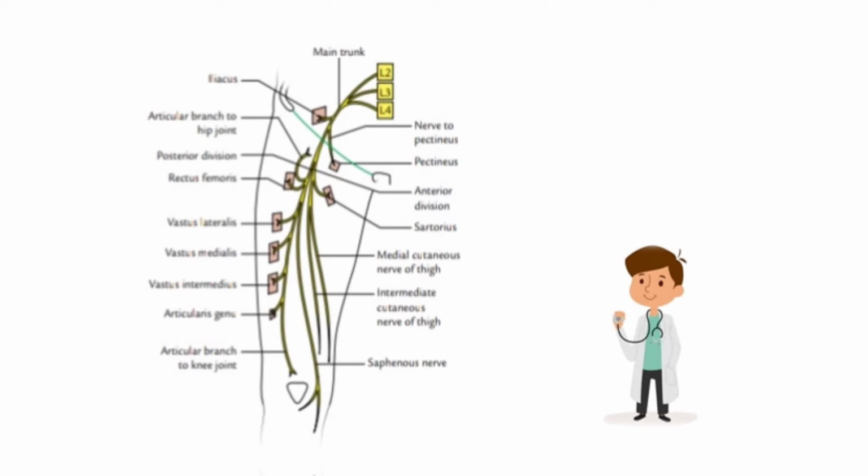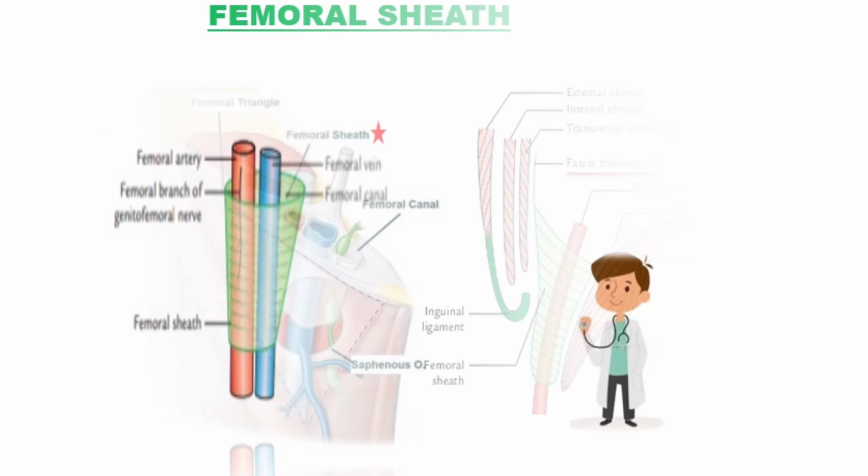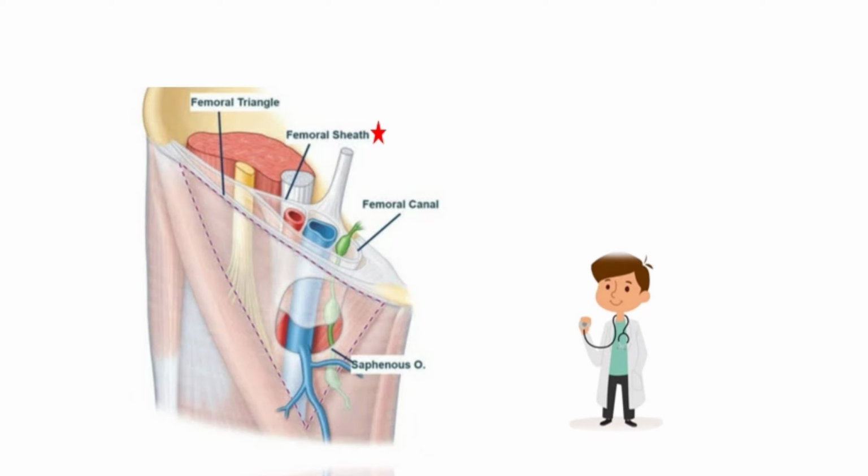Next we have the femoral sheath. Femoral sheath is a funnel shaped fascial sheath. It encloses upper 3 to 4 cm of the femoral vessels. Its anterior wall is formed by fascia transversalis and posterior wall is formed by fascia iliaca. Its apex merges with tunica adventitia of femoral vessels. In the figure, you can see that femoral sheath does not enclose femoral nerve. It encloses femoral vein, femoral artery, lymph node of Cloquet, and femoral branch of genitofemoral nerve.